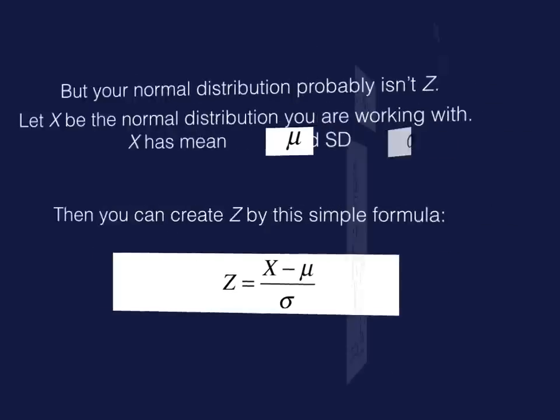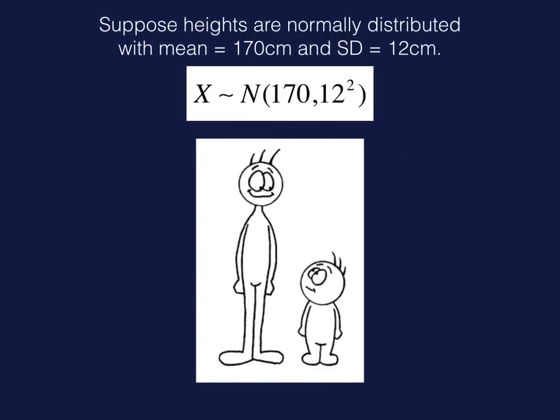So let's actually use this. So we got height. Height is actually, in real life, normally distributed. And let's say it has a mean of 170 and a standard deviation of 12. So in that first box there, you see X is distributed as normal. Capital N means normal. And then you put the mean first. The mean is 170, comma the variance. The variance is 12 squared.